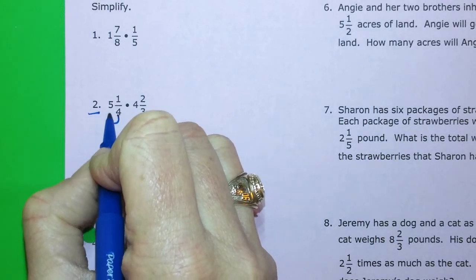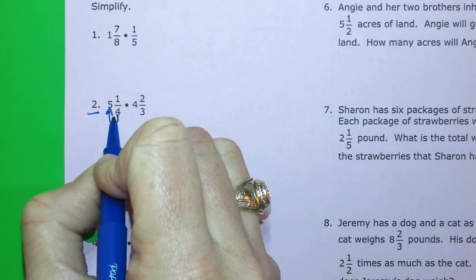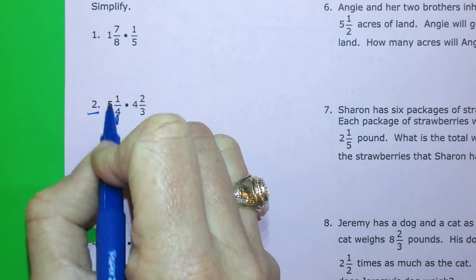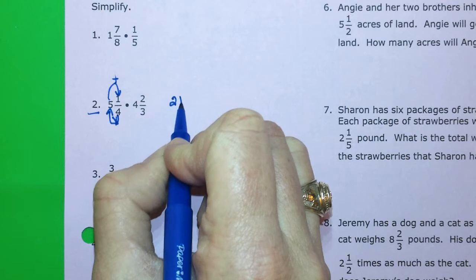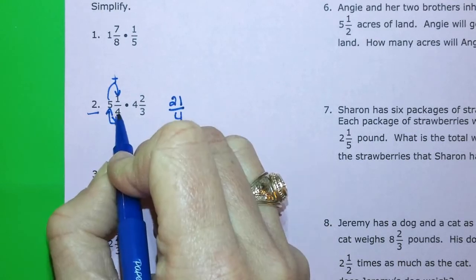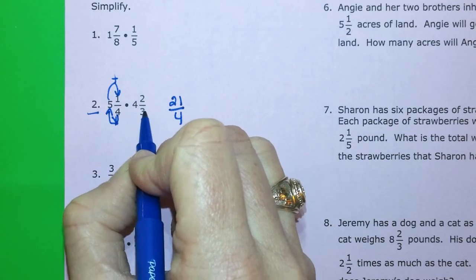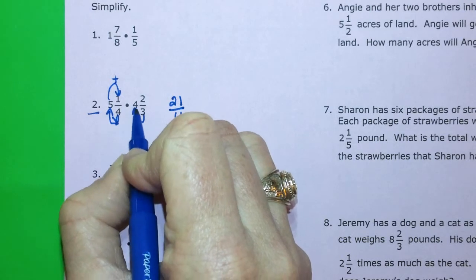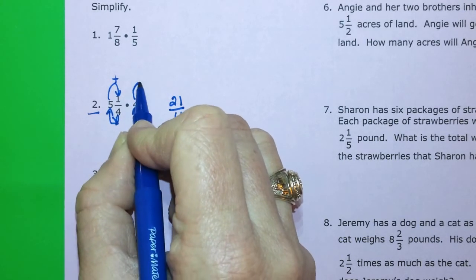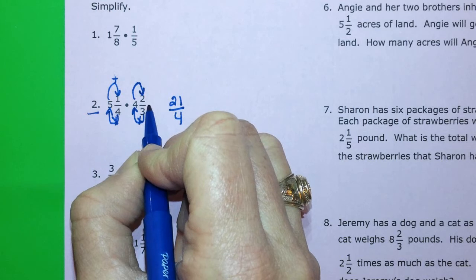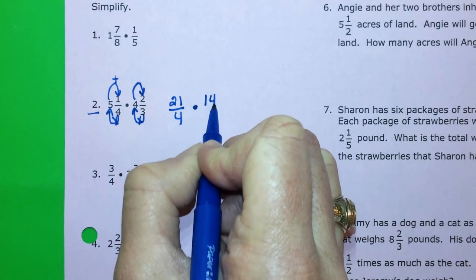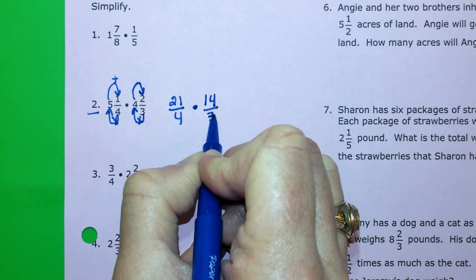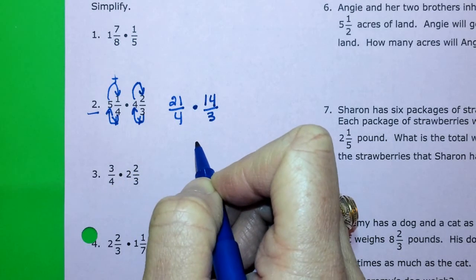So first I'm going to multiply my denominator times my whole number. So 5 times 4 is 20, and I'm going to add 1. So I have 21 over 4. Remember, I'm going to keep that denominator. So the same thing with this fraction. So 4 times 3 is 12 plus 2. 12 plus 2 is 14. So now I'm going to multiply this by 14 over 3. Again, keeping my same denominator.